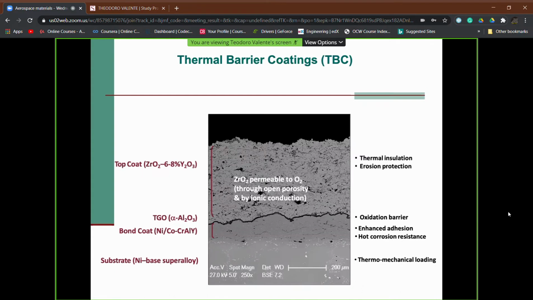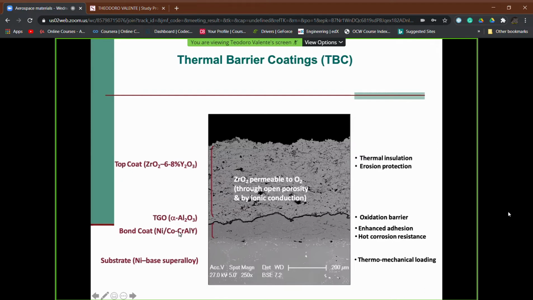So in order to avoid this, we use this intermediate layer, which is the bond coat. And the bond coat, in terms of composition, is made from a first part, which is nickel, or cobalt, or which can be nickel-cobalt, and a second part always existing, which is made by chromium, aluminum, and yttrium.